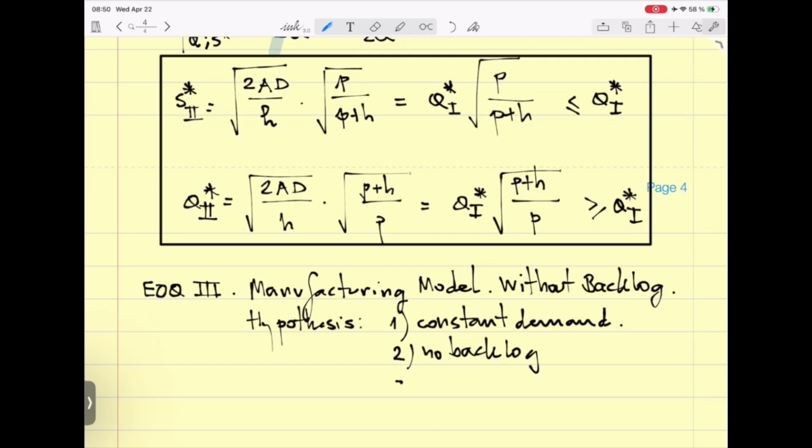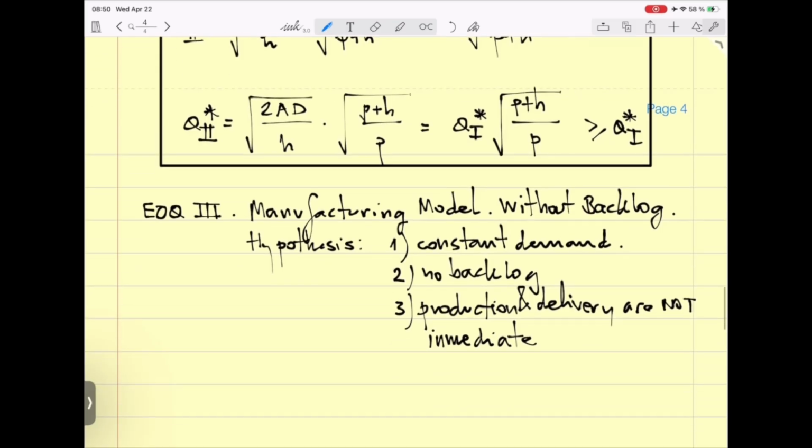but now production and delivery are not immediate. So we have a new parameter called K, which is the production rate. It's the speed of production, okay?